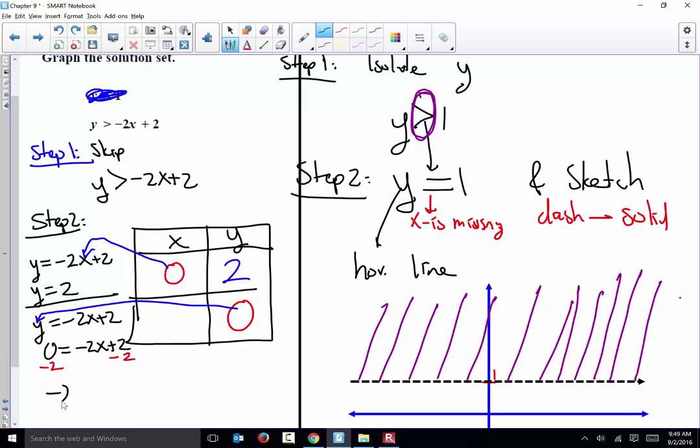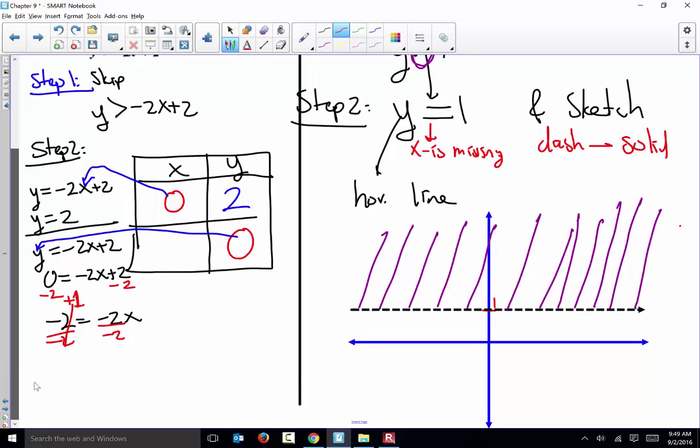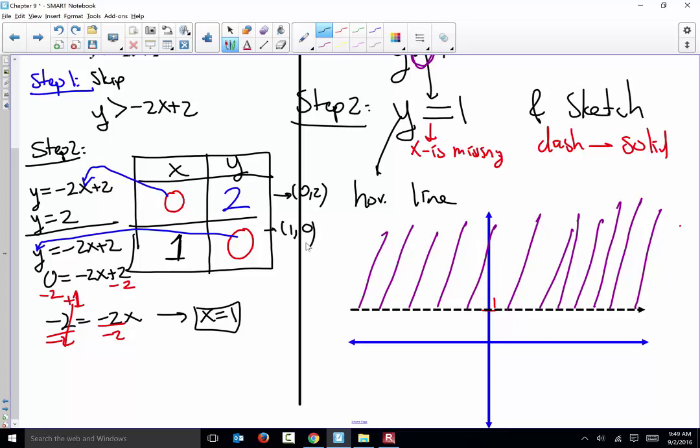-1? It's positive 1 because when I divide both sides by -2, this turns into positive 1. Correct? So we get X equal 1 here, and that means this is 1. So we have two numbers, 0, 2, and 1, 0. Two points, I'm sorry.